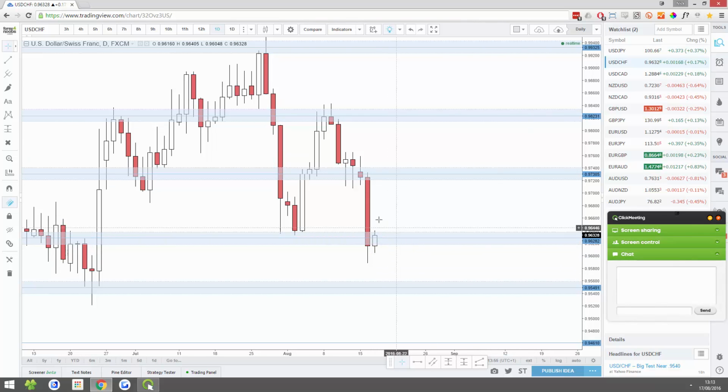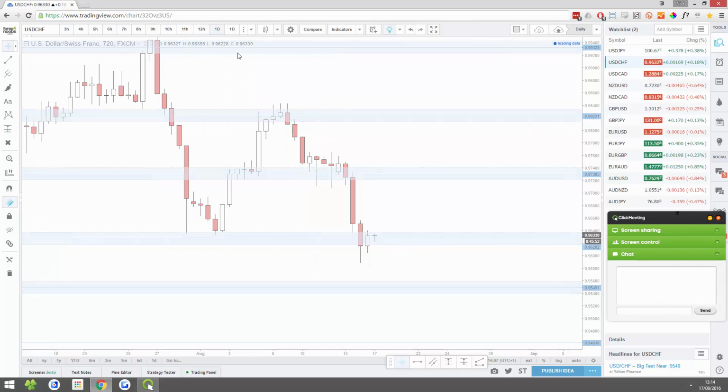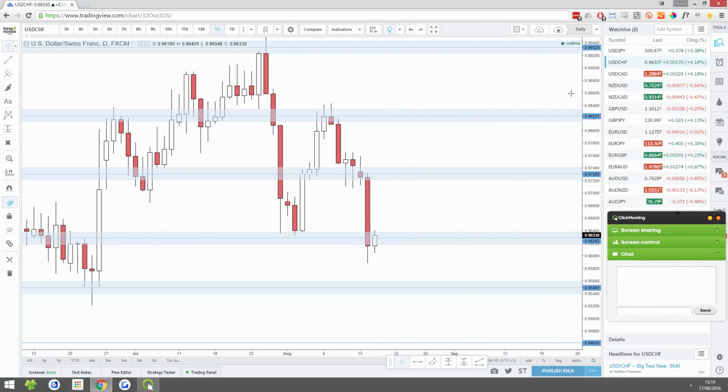I wouldn't mind seeing how this turns out on the daily. It might even close as a better indecision candle on the daily. So yeah, it's worth monitoring. I'll be keeping a close eye on both the 12-hour and the daily, but I would much prefer to look at this on the daily.